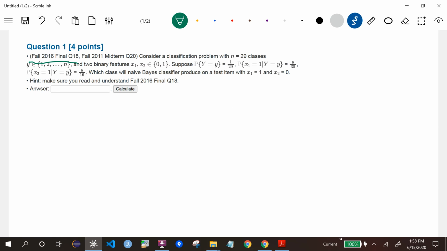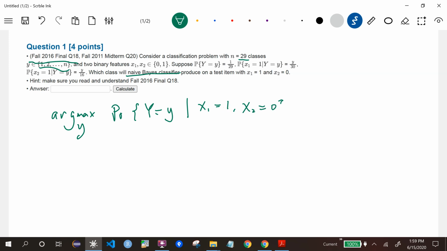So here we are going to find the naive Bayes classifier, what class it is classifying as. So it's basically one of the numbers from 1 to 29. So it's not a 0-1 classification. There are multiple classes. So remember, the naive Bayes classifier is just find the y that maximizes the posterior probability. So the posterior is basically Y is y, given x1 is 1 and x2 is 0.